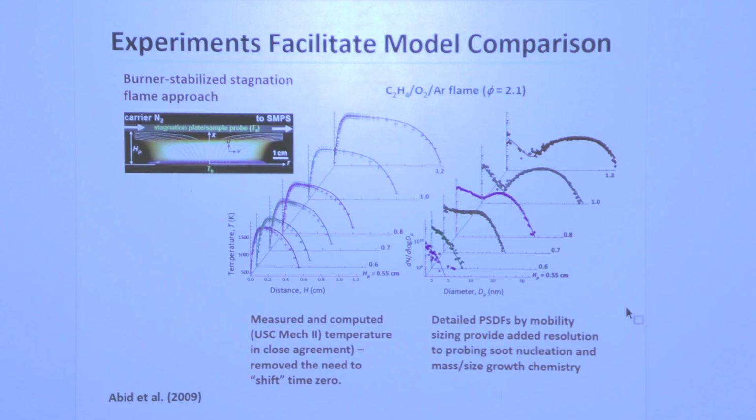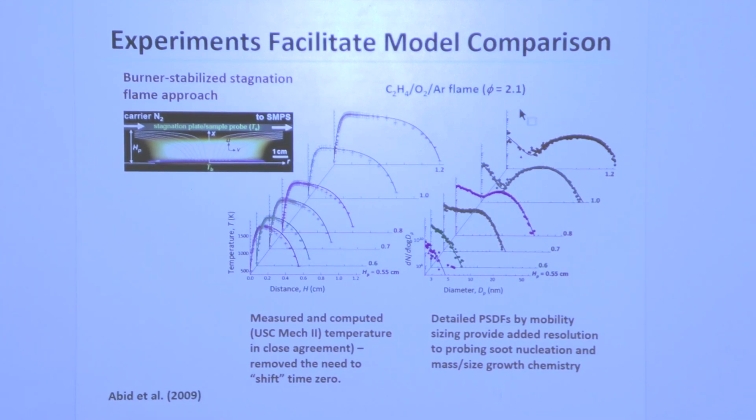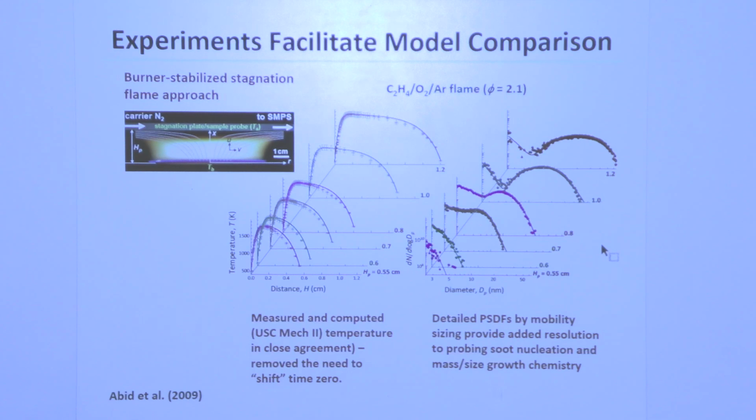And you can vary things like the phi or the distance above the burner, and you can see how this particle, you start to see soot at a certain height, and then as things go on, the soot gets larger and larger particles, a broader distribution. And this later part is pretty well understood of what's happening.